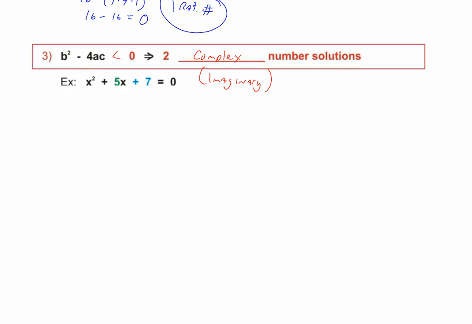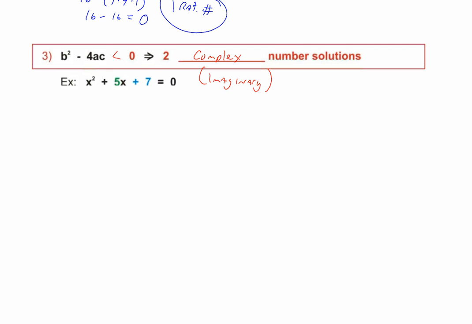Imaginary numbers are complex numbers. So it depends on who you're talking to, which way they want it. And I'm going to give it to you both ways, just in case your book wants you to say imaginary number or whether it wants you to say complex. They're one and the same. All imaginary numbers are complex numbers.